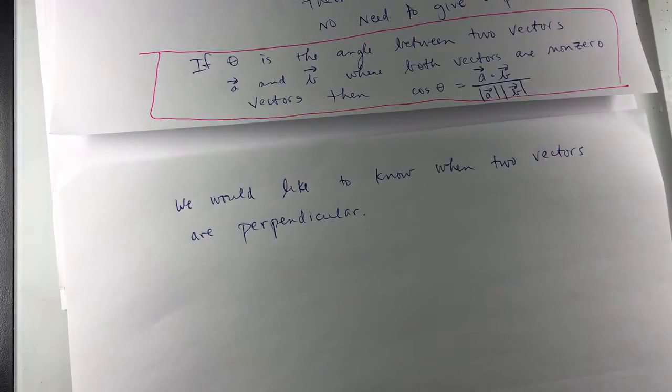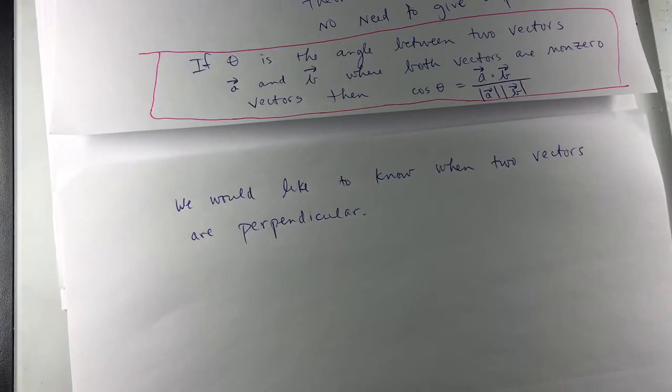And think back to your trig class. A right angle, whether you think 90 degrees or pi over 2, but a right angle, what was the cosine of a right angle? 0. Yes, 0.